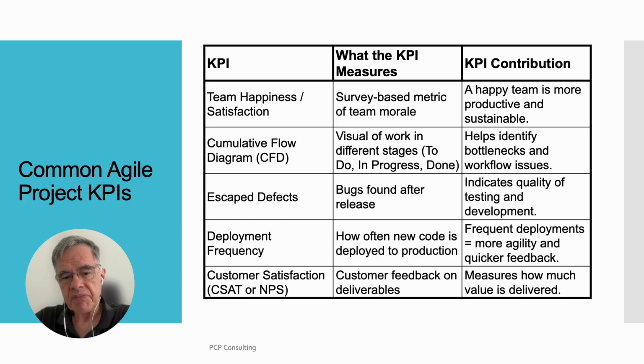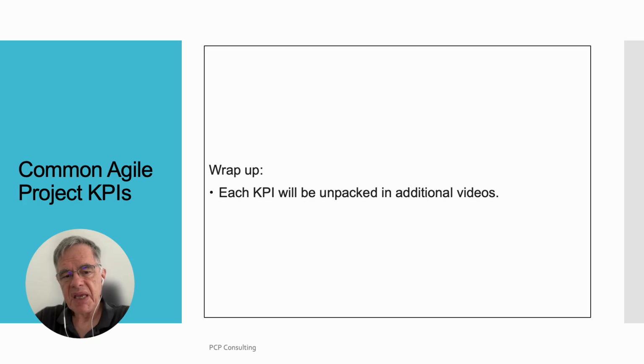Deployment frequency. How often new code is deployed to production. Frequent deployments mean more agility and quicker feedback. Customer satisfaction, CSAT or NPS. Customer feedback on deliverables. Measures how much value is delivered. Wrap up. Each KPI will be unpacked in additional videos.